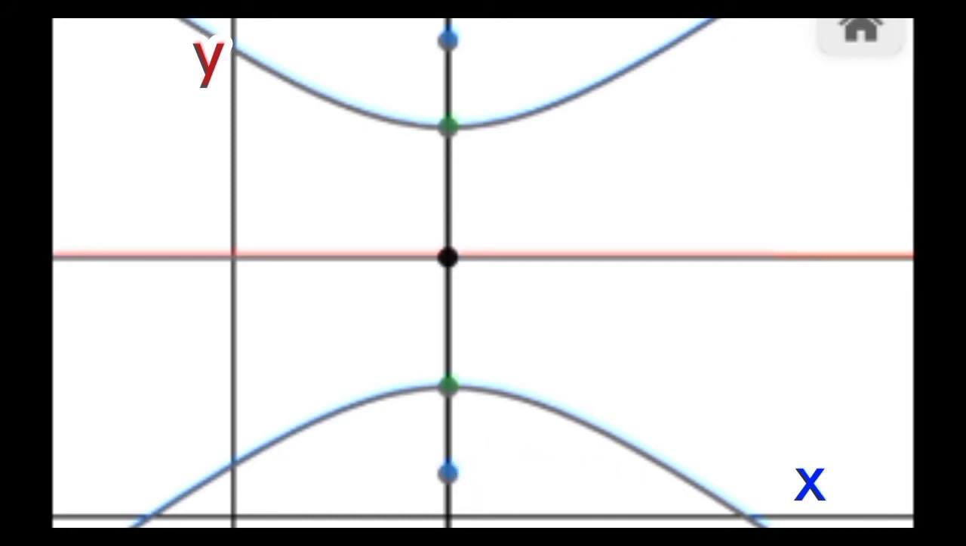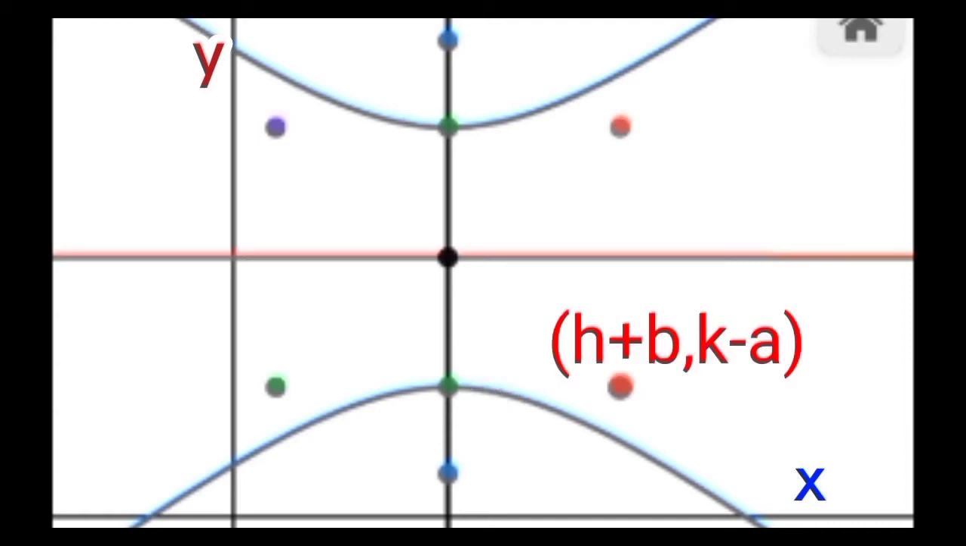Plot a point at the upper vertex with distance b to the right. This point has the coordinates (h plus b, k plus a). And also to the left with distance b, so the coordinates are (h minus b, k plus a). And also on the lower vertex, this has the coordinates (h minus b, k minus a). And also to the right, this has the coordinates (h plus b, k minus a).